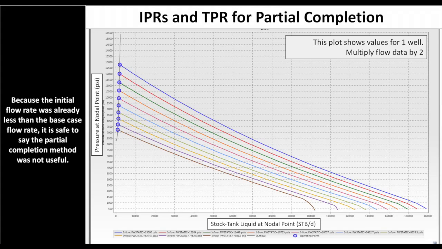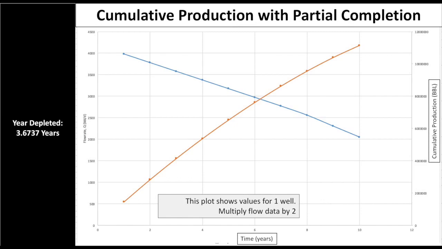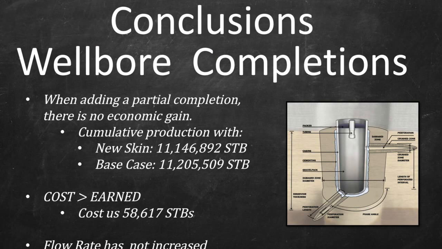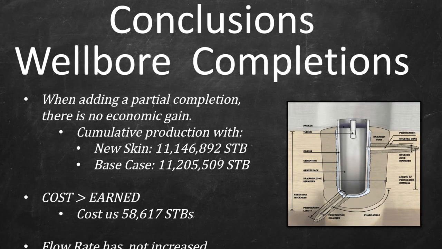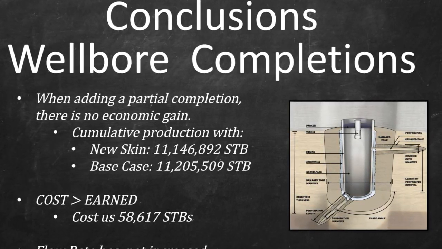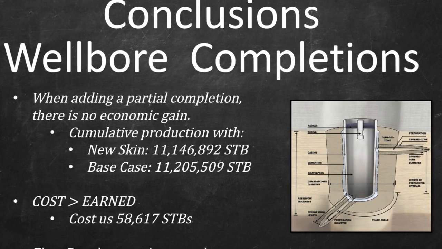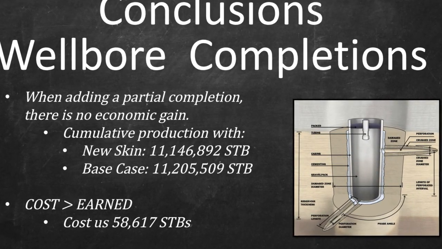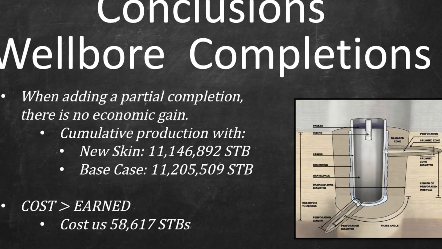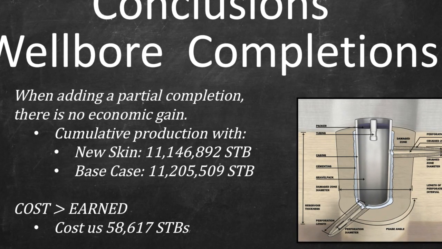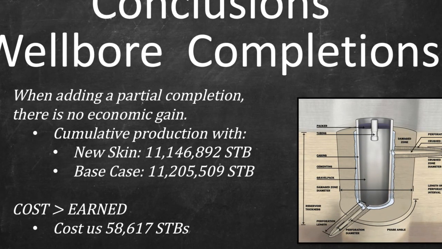We compiled cumulative production results over 10 years using the new skin factor. Overall, our cumulative production with this new skin factor was calculated to be 11,146,892 stock tank barrels. This is a drop from our base case cumulative production, which was 11,205,509 stock tank barrels. We would lose roughly 58,617 stock tank barrels of oil if we decided to partially complete our well.